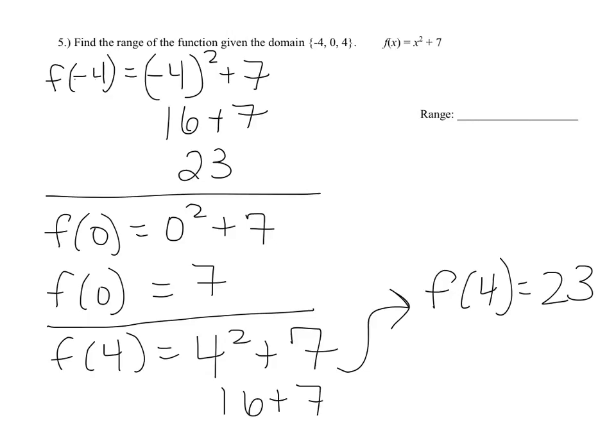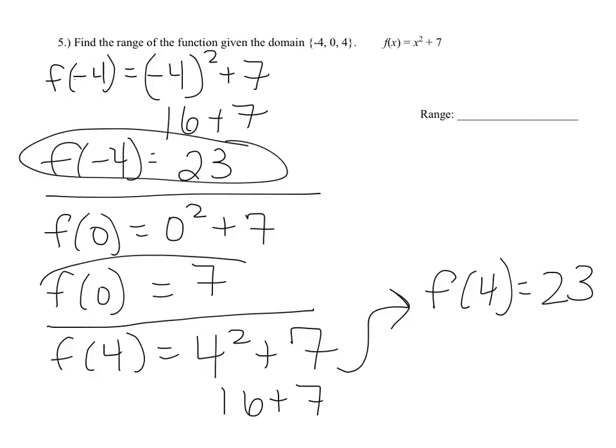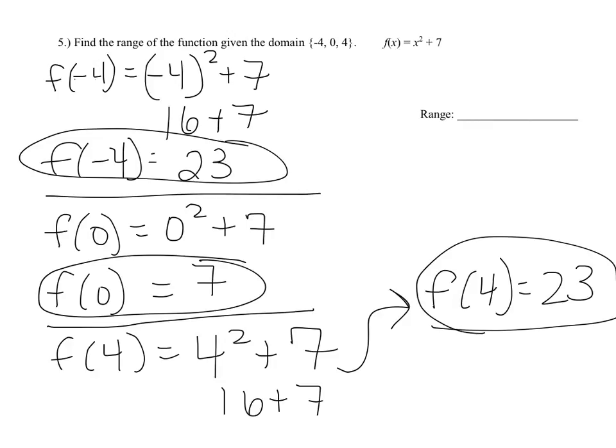So I got f of negative 4. Whoops, I forgot to write my f of negative 4. f of negative 4 equals 23. I got f of 0 equals 7, and I got f of 4 equals 23. So my range is 23 and 7, right? And I don't repeat the 23, and I should put it in order. So I'm going to say 7 and 23 is my range.